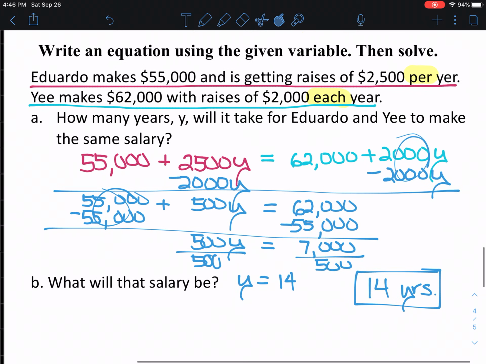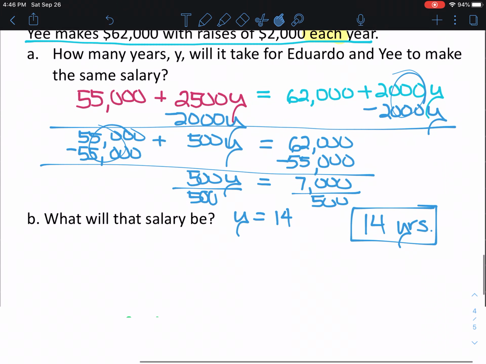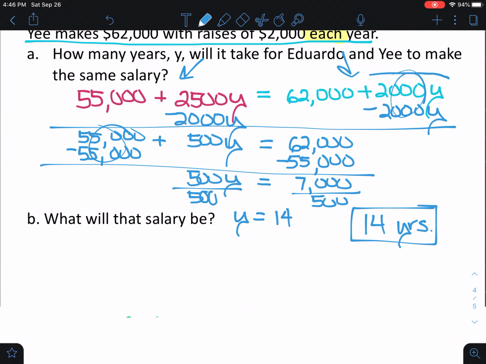All right, so now, the second part says, what will that salary be? So after 14 years, how much will they both be making? It should be the same, right? So here's what you want to do: pick one of these sides, either this side or this side, and plug in 14 for Y and see what you get. I'm just going to go with this one right here. Doesn't matter which one you go with, they are going to be the same. Okay, so we have 62,000 plus 2,000, and then instead of Y, we're going to put 14. So times 14.